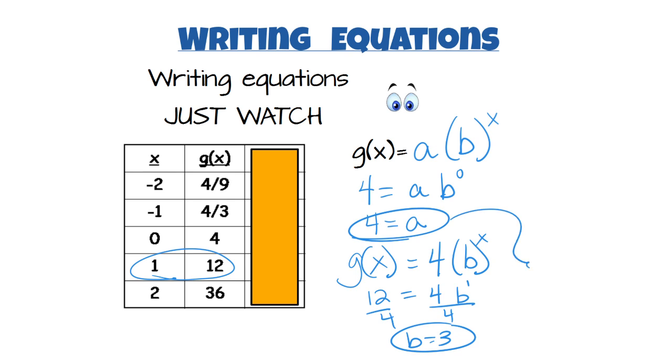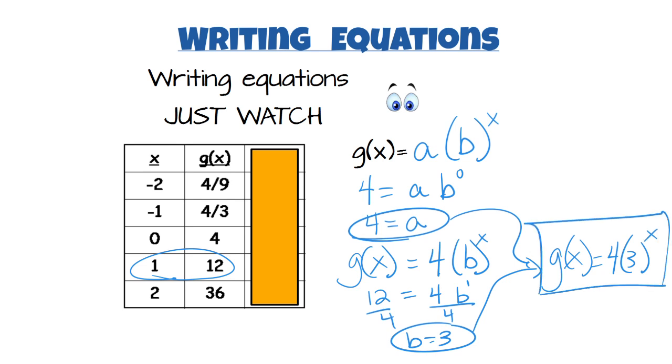And once I know what A and what B is, then I can write my equation, G of X is equal to 4 times 3 to the X power. All right, so let's go to the next slide.